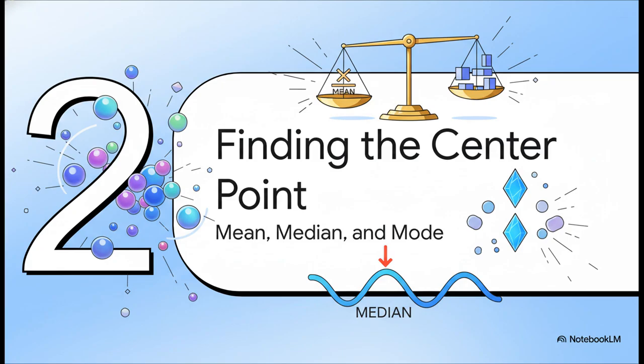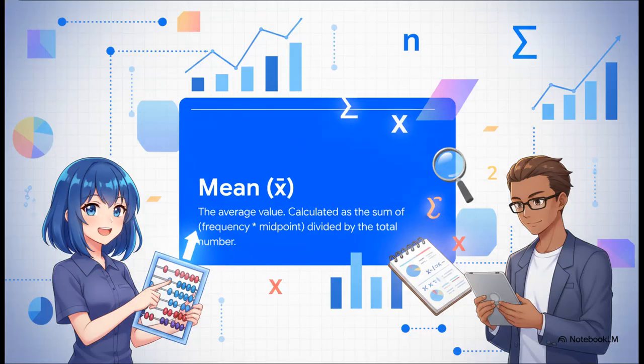All right, time to roll up our sleeves. First thing we're going to do is find the center of gravity for this data. And we're not just going to use one method. We're going to use the big 3: mean, median, and mode. So we're going to kick things off with the mean, which is really just a fancy word for the average.